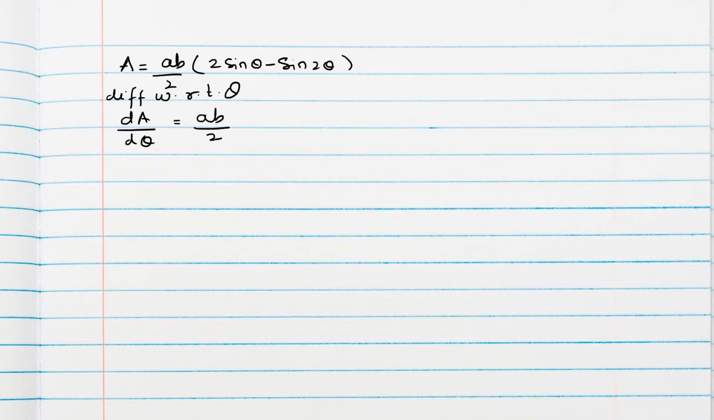The area we got is ab by 2 into 2 sin theta minus sin 2 theta. Now differentiate with respect to theta. So dA by d theta is ab by 2 as the coefficient. The derivative of sin theta is cos theta. Here the derivative of sin 2 theta is 2 cos 2 theta, because the derivative of sin 2 theta is cos 2 theta, then the derivative of 2 theta is needed, as it is a composite function. Okay, so now we can take 2 common.